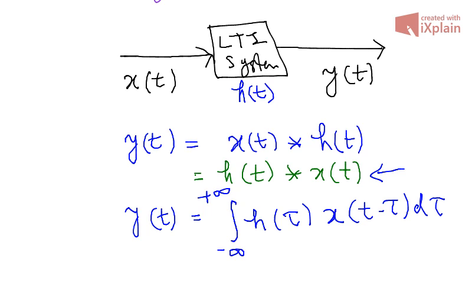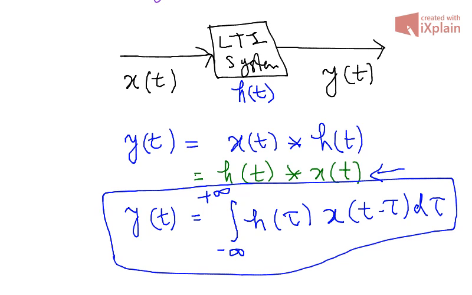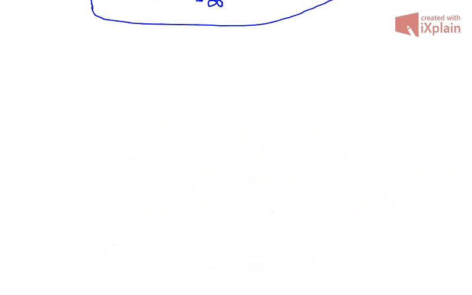So you can just compute this integral and you can find out the output of the LTI system with the help of the impulse response, if you know the impulse response of the system. Okay, there is a property for LTI systems.